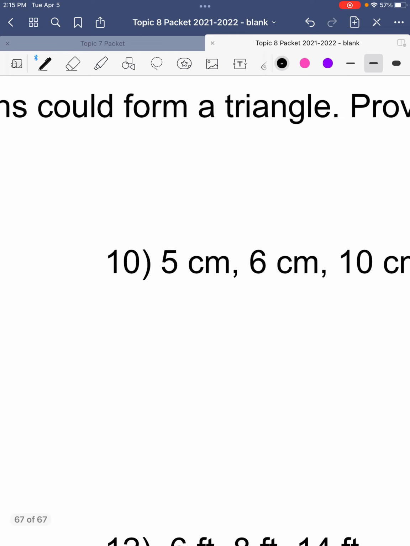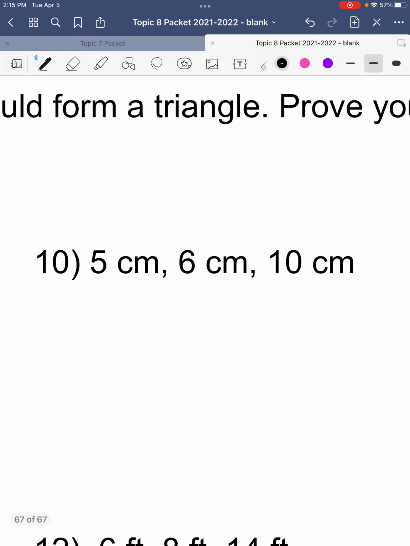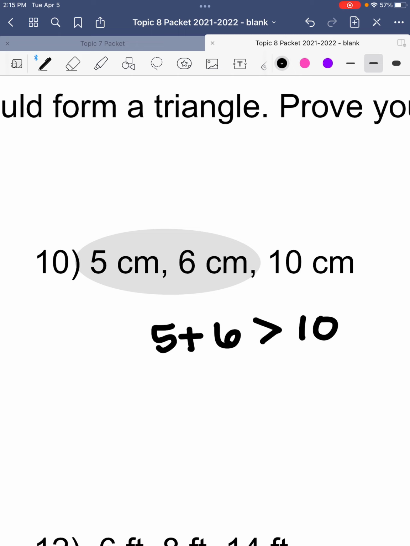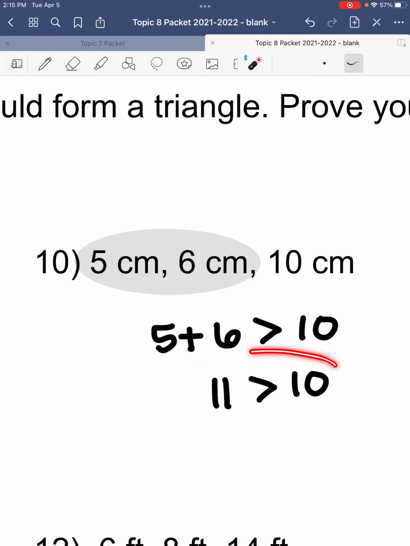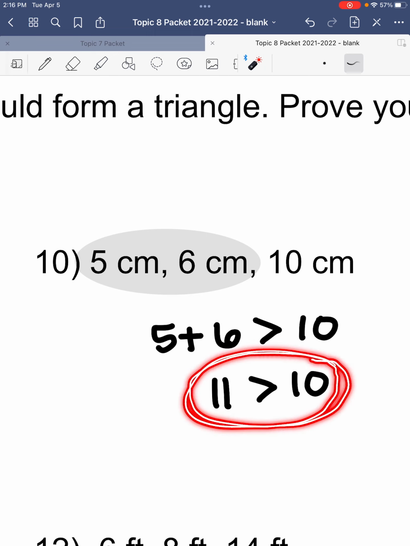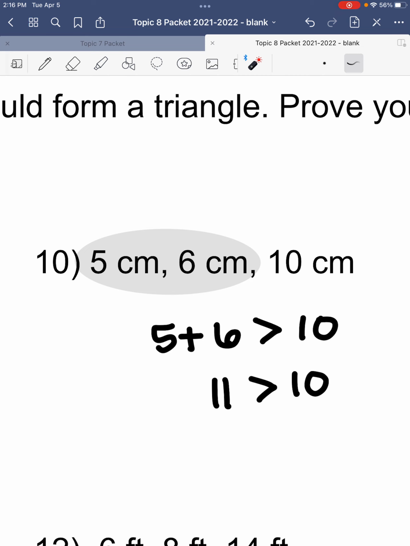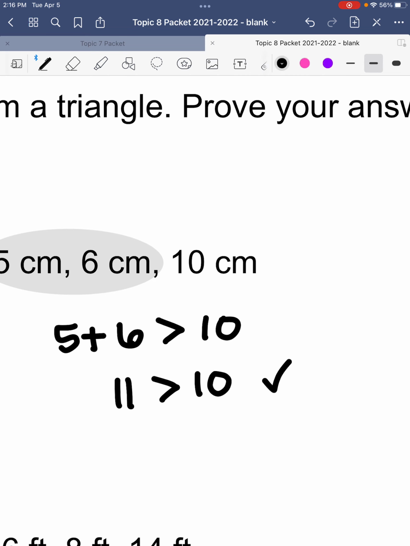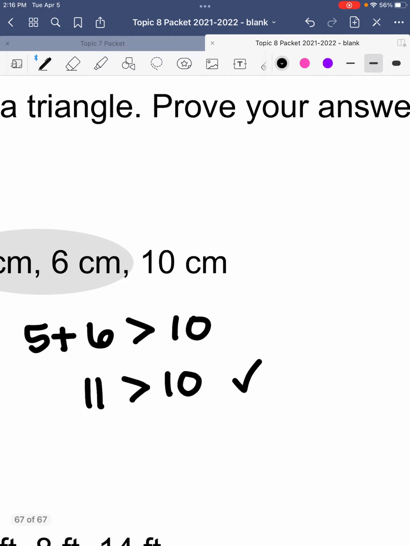Okay, let's move on to number 10. I've got 5 centimeters, 6 centimeters, and 10 centimeters. So my two smaller side lengths are 5 centimeters and 6 centimeters. So I'm going to add those together. 5 plus 6, and I need to set that greater than 10. Well, what is 5 plus 6? It's 11. 11 is greater than 10. Let me read that one more time. 11 is greater than 10. That's true. So because that's true, can these form a triangle? Yes.